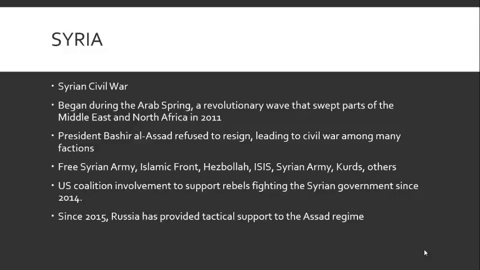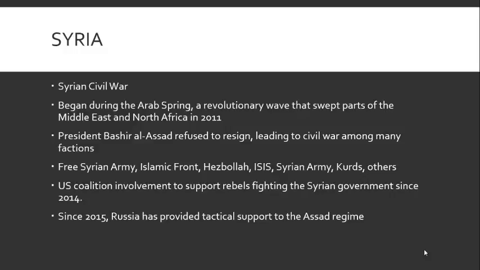So we have the Free Syrian Army, the Islamic Front, Hezbollah, ISIS, the Syrian Army, the Kurds, and then various other groups that are all working in tandem. In some cases, these groups are aligned with each other. In other cases, they're fighting against each other. In other cases, they're indifferent to each other. There's really a lot going on here.